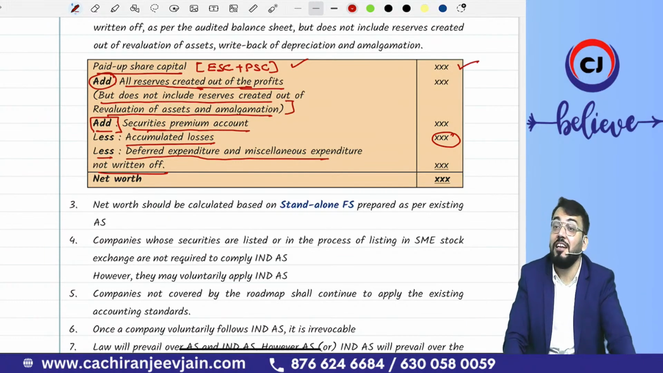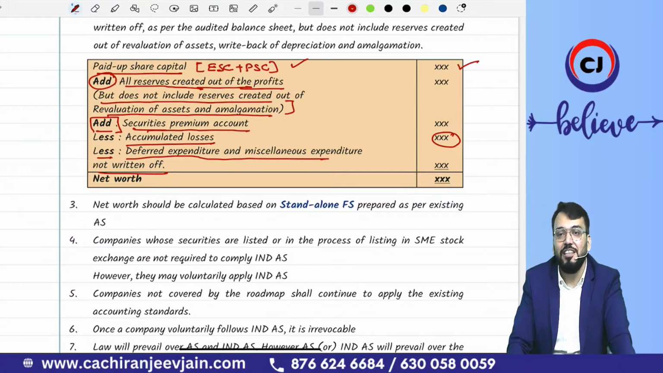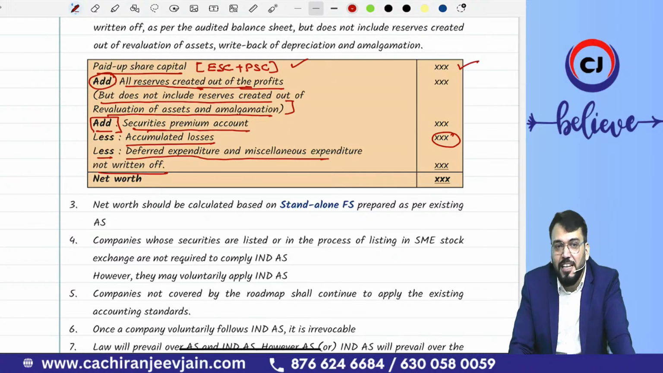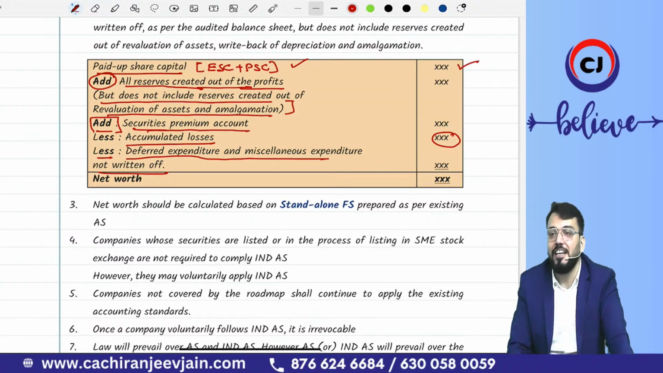Means you have not done accounting standard AS 26. Correct? It means now there is no concept of deferred revenue expenditure as per accounting. We can't defer any expenditure. Advertisement expenditure can't be deferred. That should be charged to profit and loss account as an expense immediately.